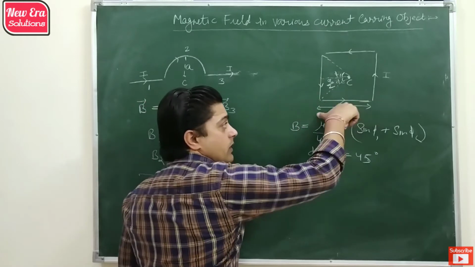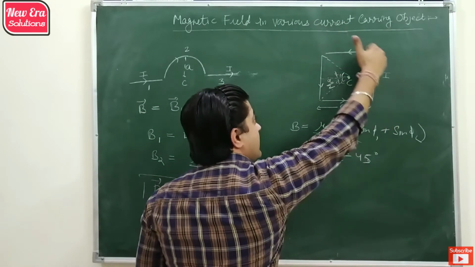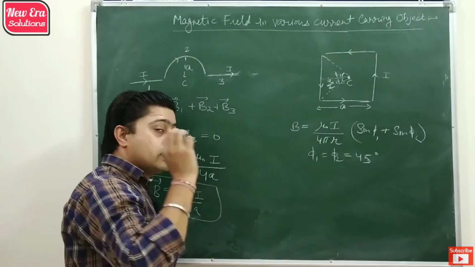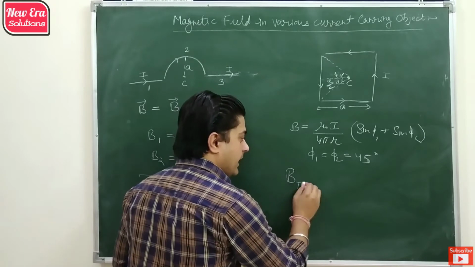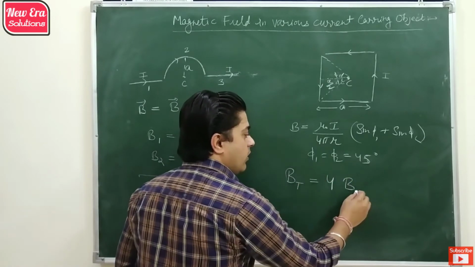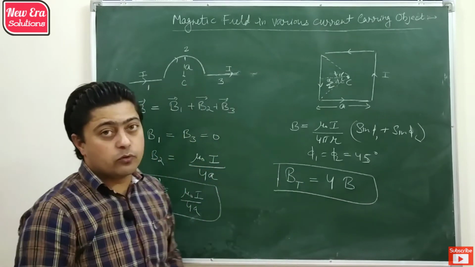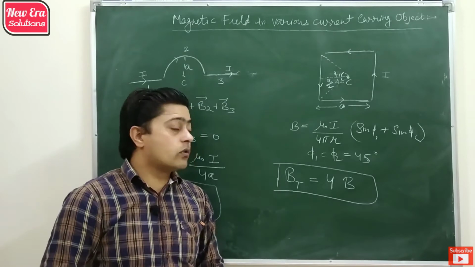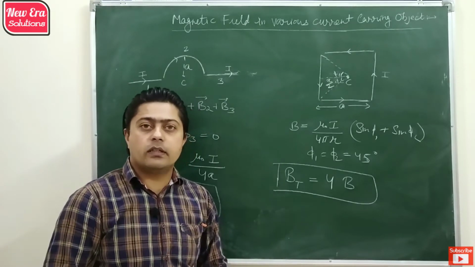Then similarly for the second part, the current is moving that side, so the magnetic field is outward. Each segment has an outward direction of magnetic field, so the total magnetic field is just 4 times the magnetic field of each segment. So by using the principle of superposition and Biot-Savart's law, we can find the magnetic field of any shape of conductor.